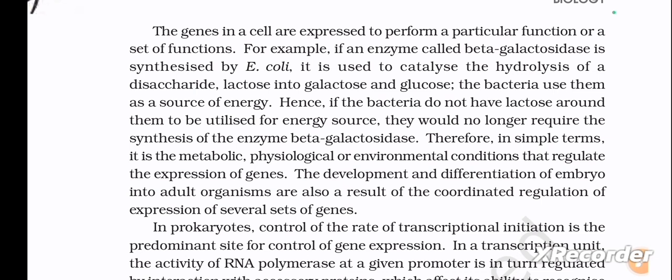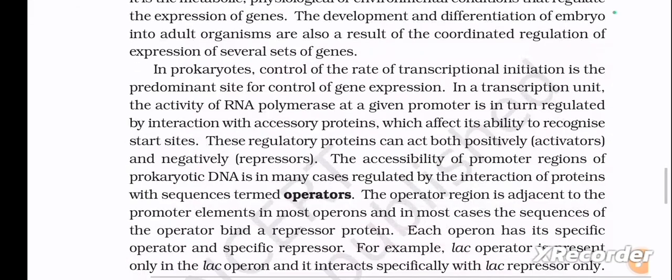The development and differentiation of an embryo into an adult organism are also a result of the coordinated regulation of expression of several sets of genes. In prokaryotes, control of the rate of transcriptional initiation is a predominant site for control of gene expression. In a transcription unit, the activity of RNA polymerase at a given promoter is in turn regulated by interaction with accessory proteins, which affect its ability to recognize start sites.